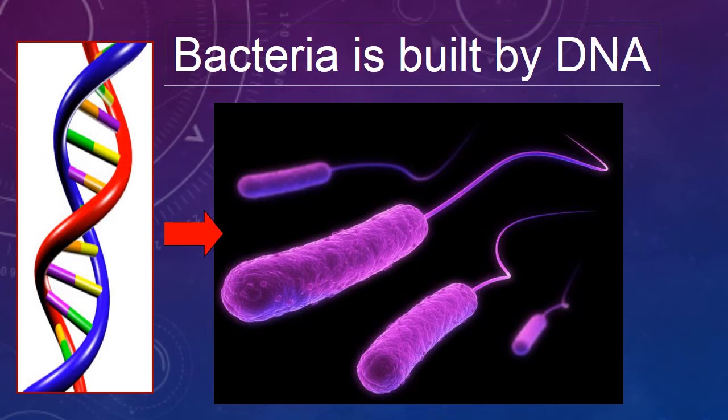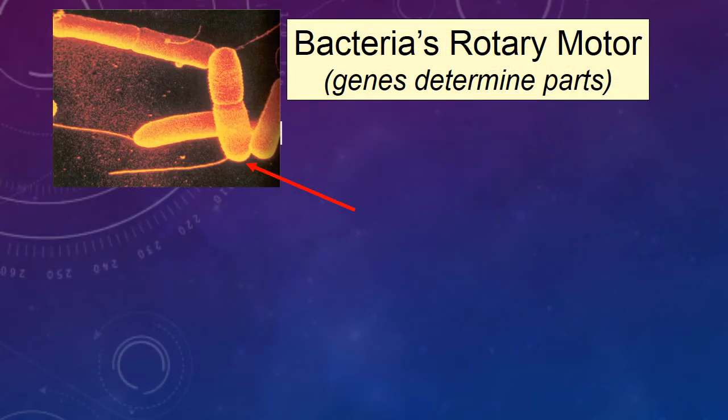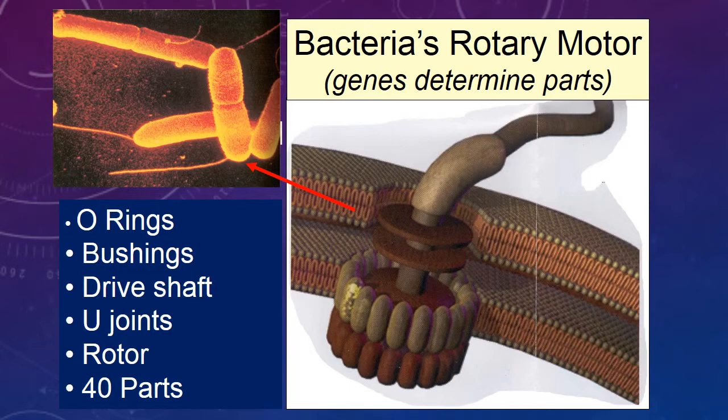It is not. Bacteria is built by DNA. And a bacteria has a rotary motor, the flagellum that turns around and helps propel that bacteria. The genes determine the parts in assembling that rotary little motor and flagellum. In fact, if we go into the cell membrane, we see in that flagellum that whips around, there's O-rings, bushings, drive shafts, U-joints, rotor. That's composed of 40 parts. All the parts have to be there at the same time, or else this would not function.